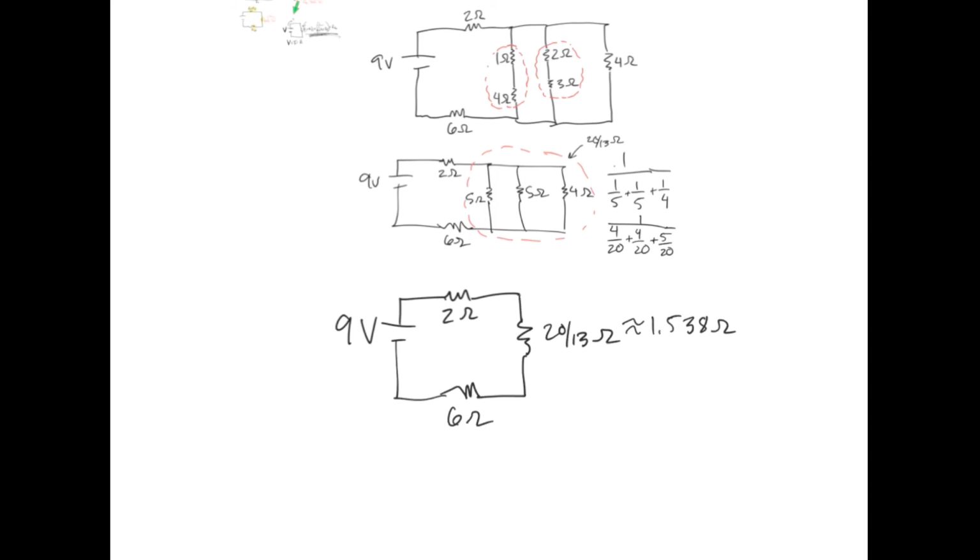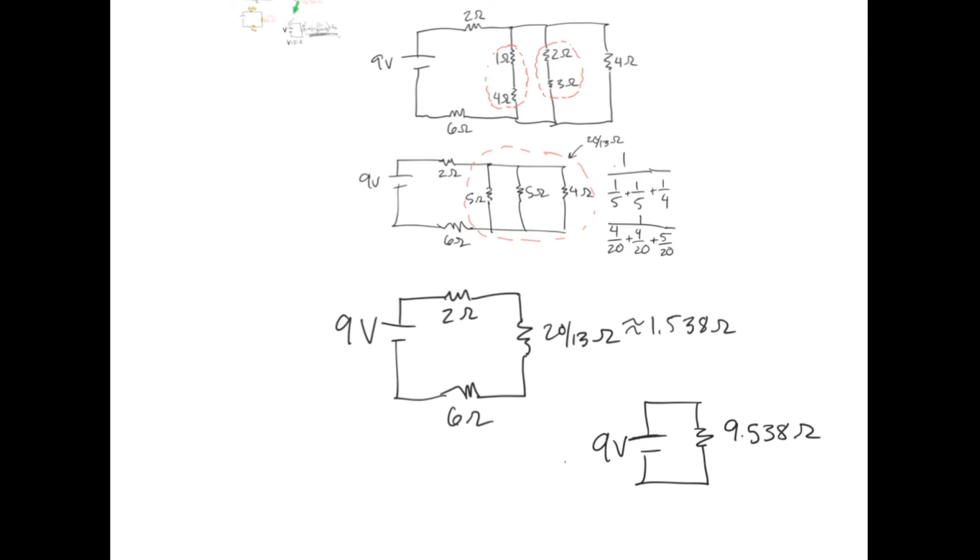All right. So the last step is we could reduce this one more time because now I have three resistors that are all in series to each other. So I got 6 plus 2 is 8, and 8 plus this additional 20 over 13 gives me a final circuit that looks like this. 9 volt battery, one single resistor with a total of 9.538 ohms.